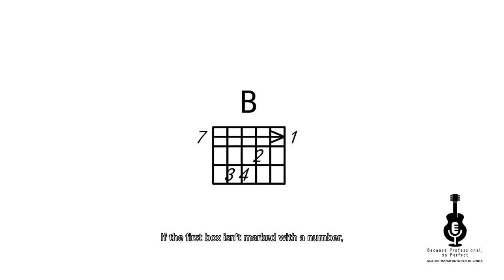Yes, that's right. If the first box isn't marked with a number, it means the first box is assumed to be the 1st fret. If the first box has a 5, it means the first section now starts at the 5th fret. That means these 3 frets are the 5th, 6th, and 7th. If the number 7 is marked, that means these 3 frets are the 7th, 8th, and 9th.